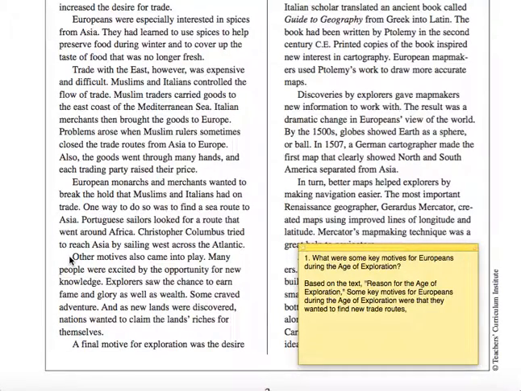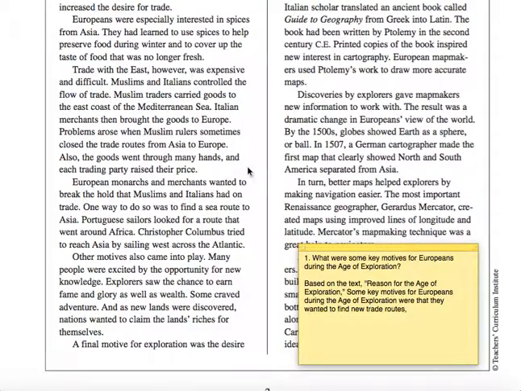So if I come down here, other motives, so I know I'm going to hear some more motives, so I really want to pay close attention. Other motives also came into play. Many people were excited by the opportunity for new knowledge. Explorers saw the chance to earn fame and glory as well as wealth. Some craved adventure, and as new lands were discovered, nations wanted to claim the land's riches for themselves.